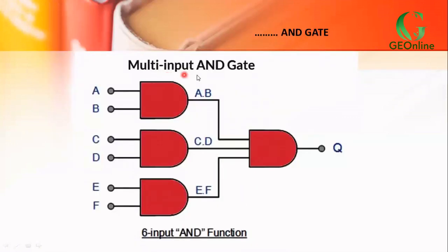This is a multi-input AND gate in which we have 6 inputs A, B, C, D, E and F. So output is A into B into C into D into E into F. When all the inputs are high, we will get a high output. In all other cases, the output of this circuit is 0.